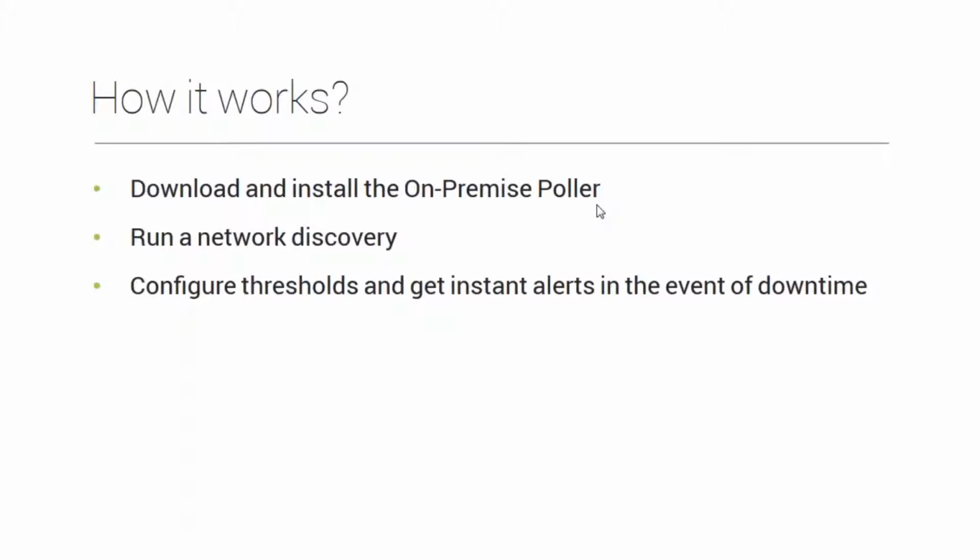So this is how it works. You have to download and install the on-premise poller on your network. You have to run a network discovery, which will capture the devices that are running on your network. You can configure thresholds and get instant alerts in the event of downtime and any threshold violation.